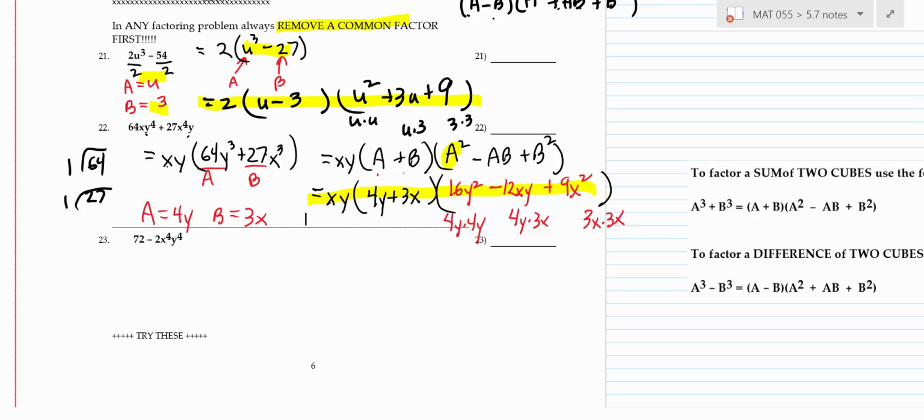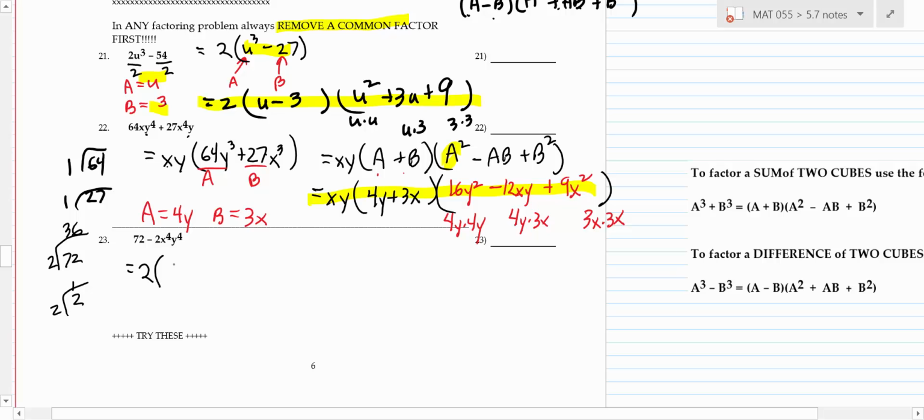Okay, let's do this next one here. This one's a little different now. So notice you have a 72 and you have a 2. So what's the biggest factor between those two numbers? 2, okay? So let's see, 72 divided by 2 is 36. 2 divided by 2 is 1. So that is the biggest factor we can take out of that. So what you want to do first is go ahead and take a 2 out. And then 72 divided by 2 is 36. And then the next term would be x to the fourth, y to the fourth, like that.